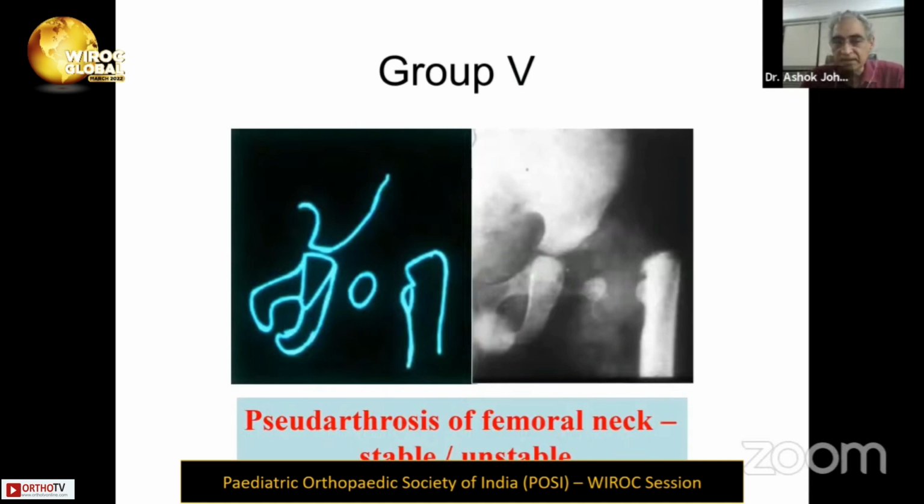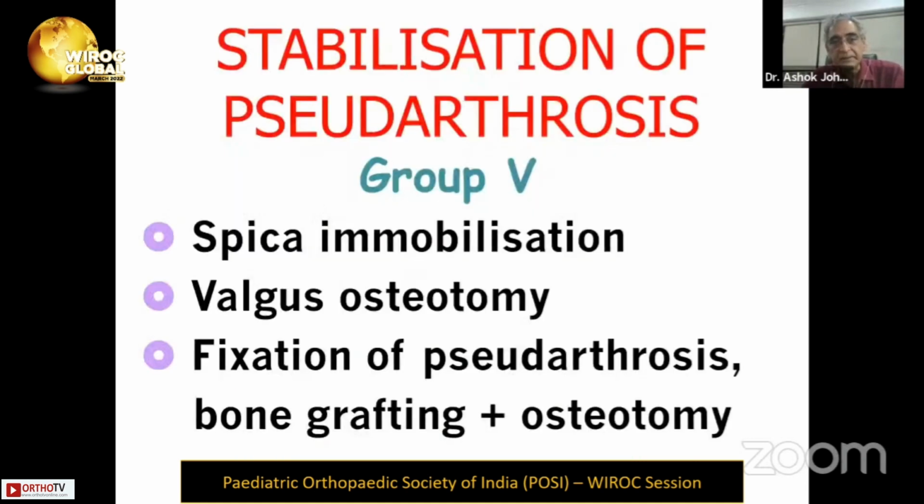The variety we generally see in practice is actually latent instability, which is present, and when you follow up these cases over a period of time, the neck shaft angle actually goes on reducing. So you may start with a neck shaft angle of 100 with this sort of a picture, and eventually this may go down to 60 degrees. If you have a long-term follow-up, this is what you will probably find. How do you manage this pseudarthrosis? You can immobilize them in spica in the early phases. One could do a valgus osteotomy and they eventually heal. Or you could fix the pseudarthrosis, bone graft, and do a valgus osteotomy.